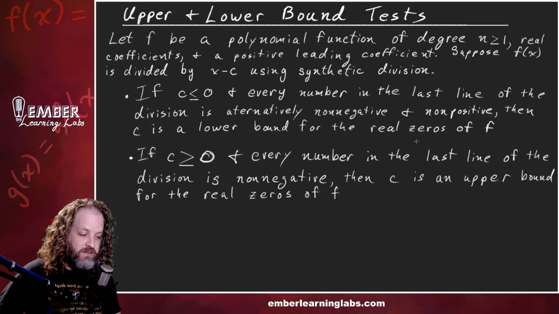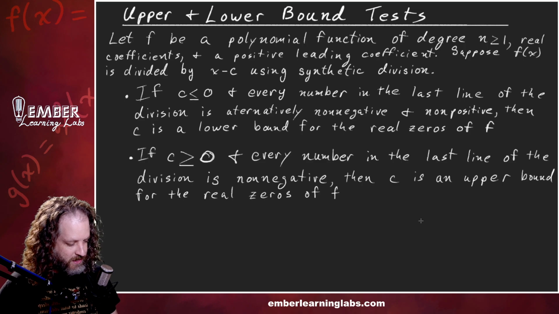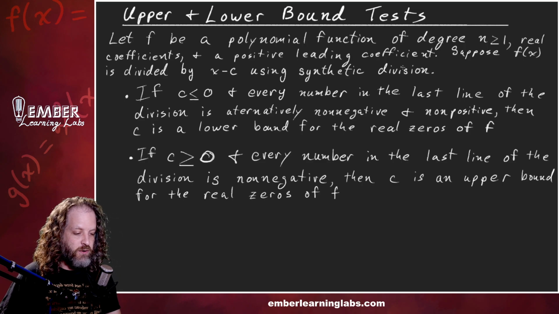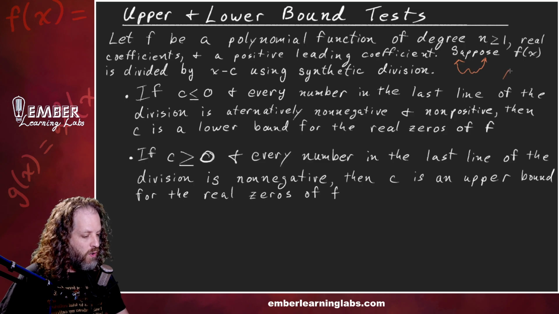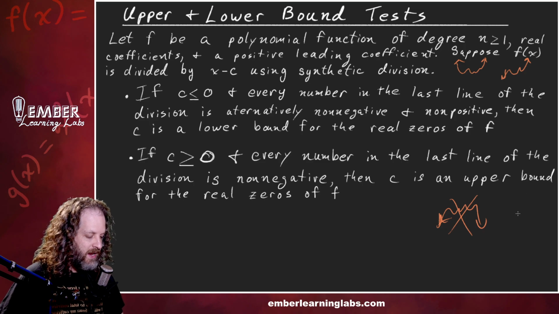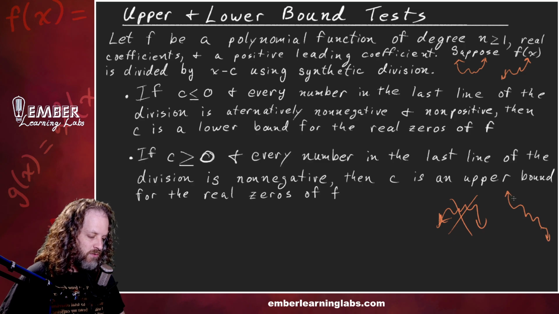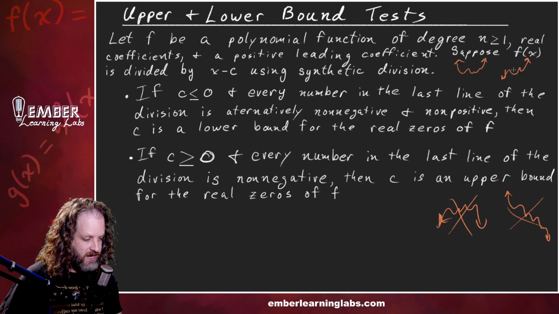It has to have a positive leading coefficient. So it only works for functions that look like either this or like this, not for functions that look like this. It doesn't work for this, and it doesn't work for ones that look like that. This test only works if it's got a positive leading coefficient, so either this kind or this kind, not these kinds.